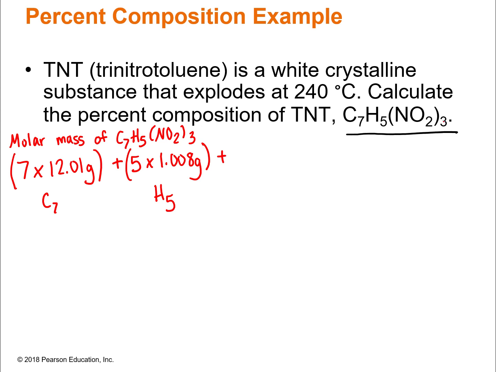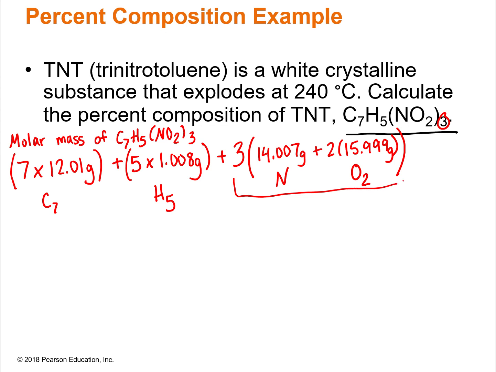Then we have 3 NO2s. So 3 times nitrogen and the 2 oxygens. So all of this together is this portion. When you add all that up, you should get 227.125 grams. So that's how many grams there are in 1 mole of TNT.